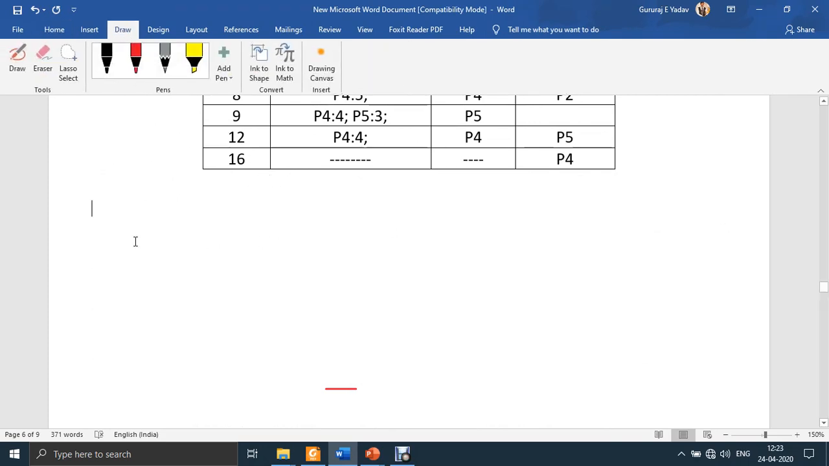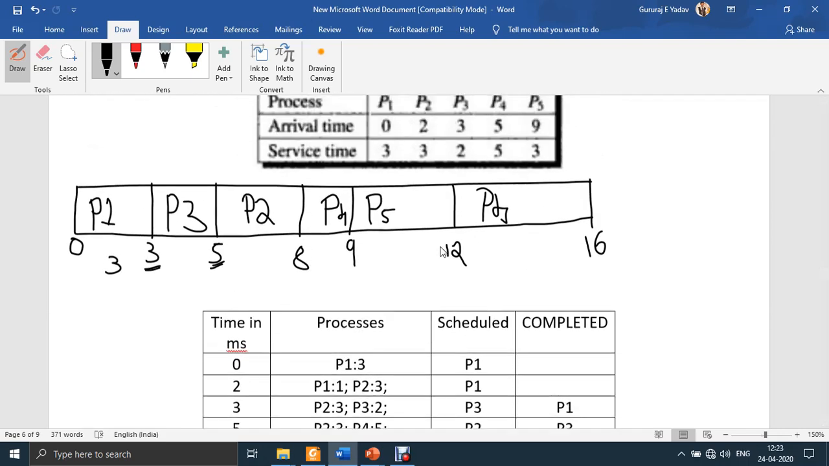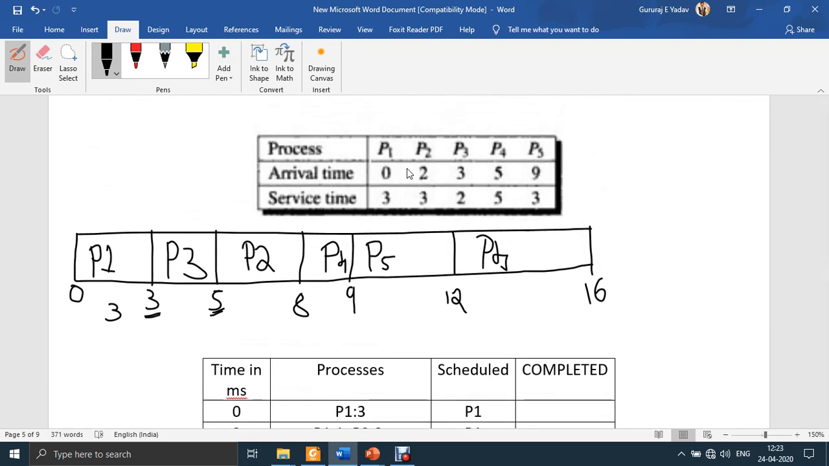We'll start with the waiting time of P1. What is the waiting time? It is the total time spent in the ready queue by the process until it completes. So we'll come to this table now. What is the waiting time for P1?